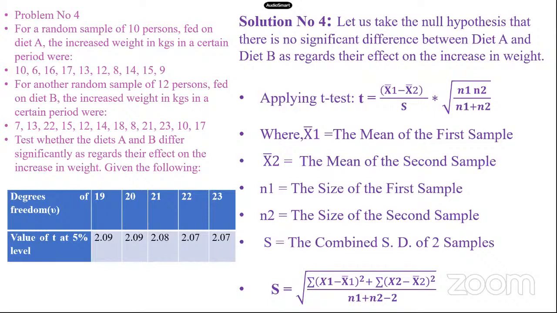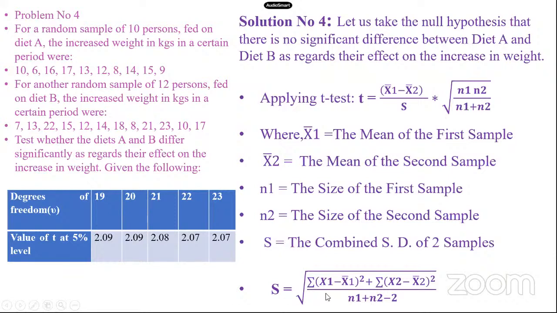Apply t test, particularly two sample test. So formula again is here. I don't want to speak again and again. Formula you know well. X1 bar means sample mean of the first sample. X2 bar means mean of the second sample. S means the combined standard deviation. N1 means the size of first sample. N2 means size of second sample. Okay.